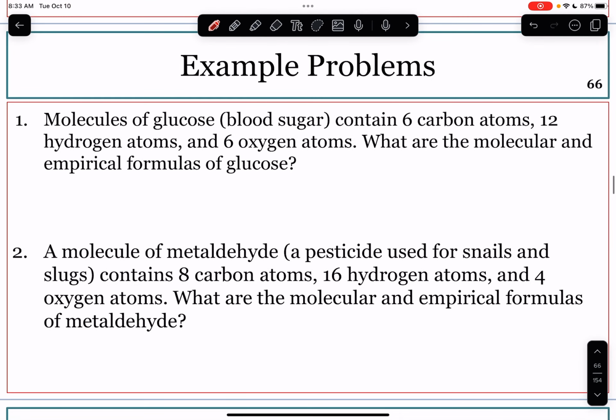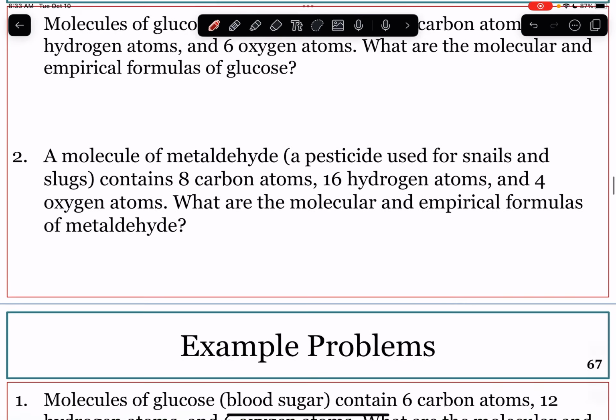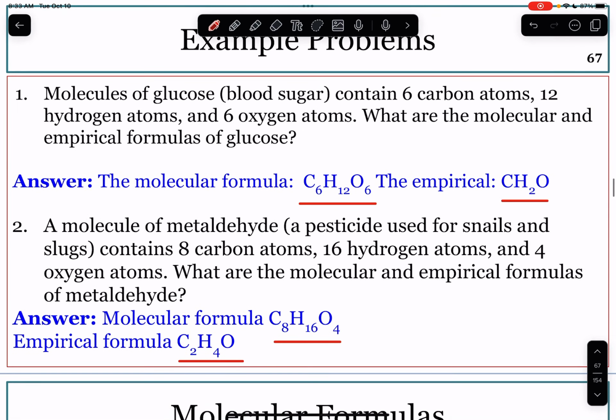Here are 2 more example problems. Pause to see if you can work these out before I show you the answers. The molecular formula for glucose is C6H12O6, and the empirical formula is CH2O. The molecular formula for metaldehyde is C8H16O4, and its empirical formula is C2H4O.